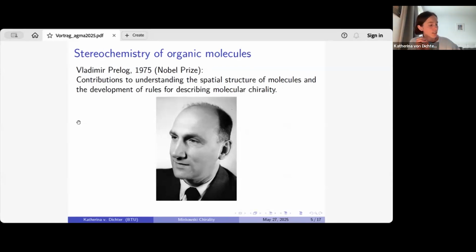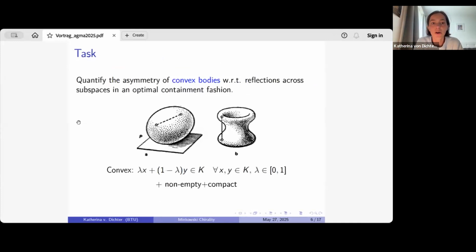And all my introduction and motivation was taken from the lecture notes of Vladimir Prelog from his Nobel Prize talk. So let's now switch to the mathematical part, which is what we can actually do to contribute to stereochemistry. And our task is the following. We want to quantify the asymmetry of convex bodies with respect to reflections across subspaces in an optimal containment fashion. So let's break down what this task means and go through it to get a better understanding.